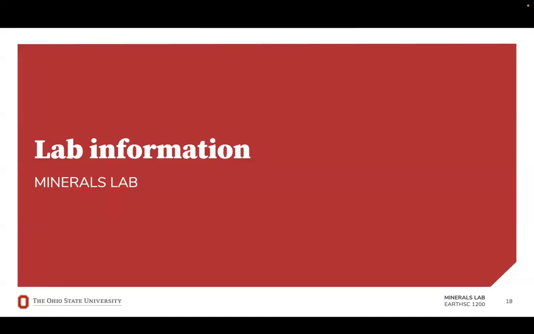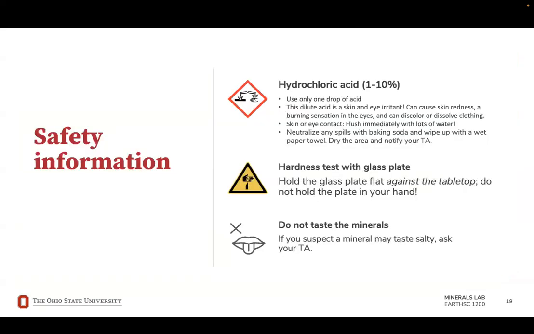Next, we'll discuss information that you'll need to complete this lab. This lab has several safety considerations. We will be using hydrochloric acid. This is probably the biggest safety consideration for this lab. Use only 1 drop of acid when testing for a reaction. This dilute acid is a skin and eye irritant, which can cause redness, a burning sensation in the eyes, and can discolor or dissolve clothing. In the case of skin or eye contact, flush immediately with lots of water. Neutralize any spills with baking soda and wipe up immediately with a paper towel. Dry off the area and notify your TA.